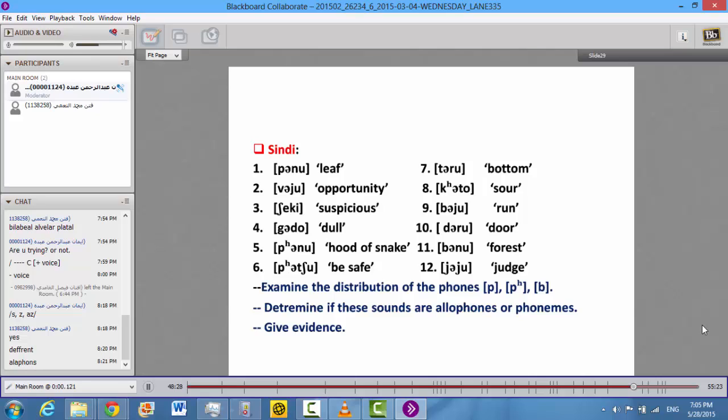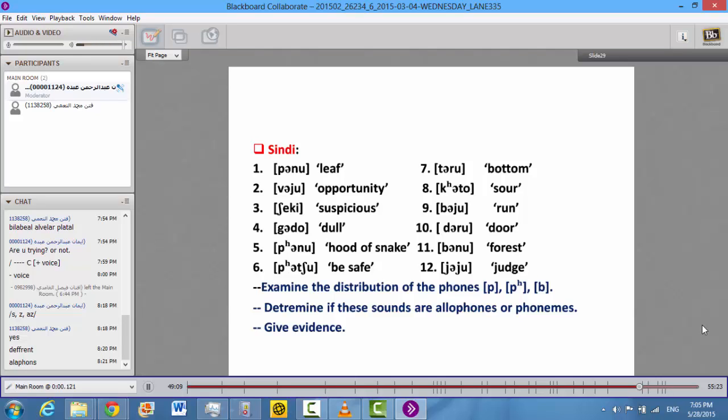They are allophones of the same phoneme or separate phonemes? Separate phonemes, because here we have a minimal pair, Pinu, hood of snake, and Binu, forest. If you compare them with number 1, look at number 1 and number 5 and number 11. They constitute here a set of minimal pairs. By merely replacing the pa by an aspirated one, you are producing a new word. So we say it's a phoneme.